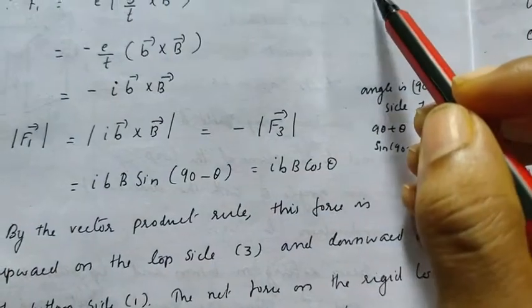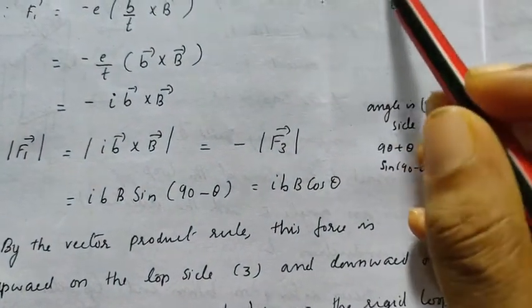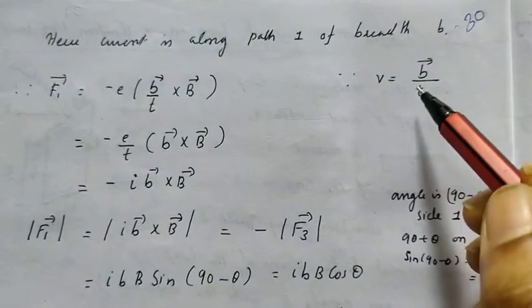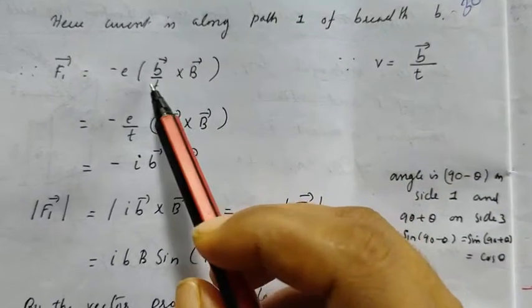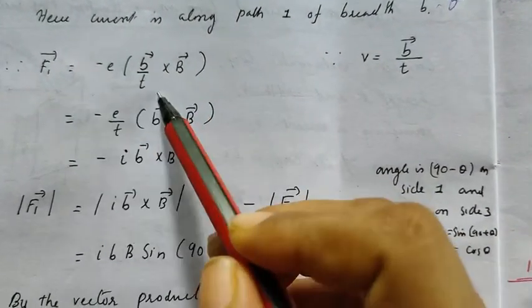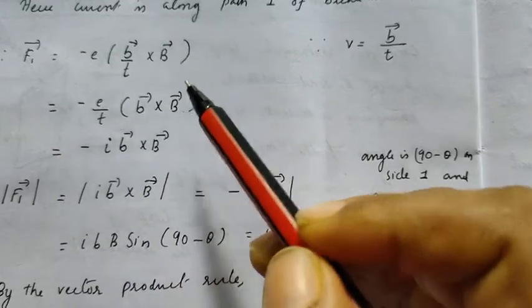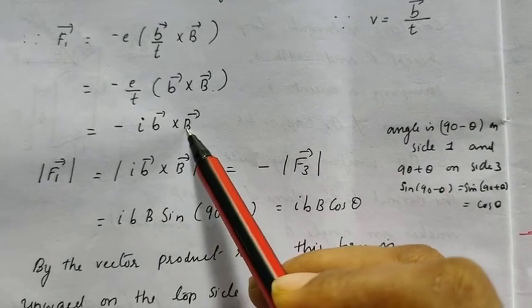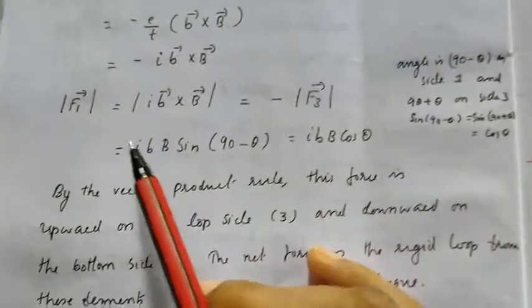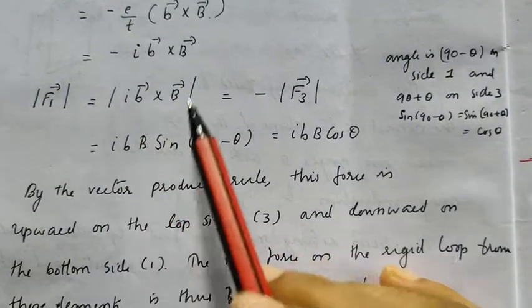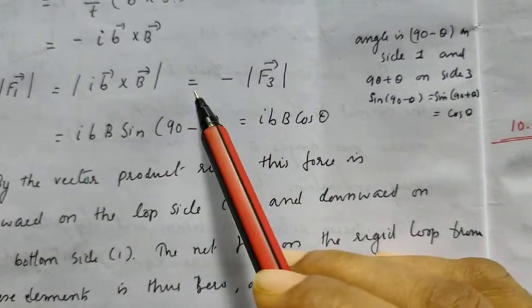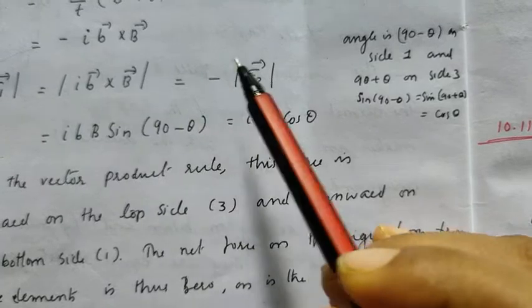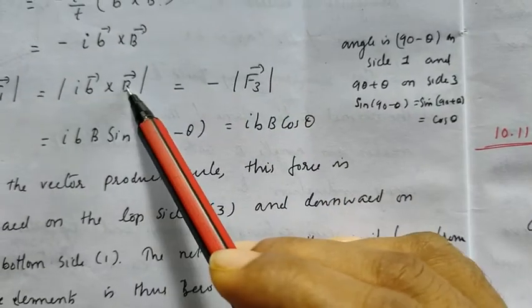minus e. Instead of v we can substitute B by t, because the distance traveled here is B along side 1. So this will become minus e by t into B cross B. e by t is I, so I into B cross B. Now the modulus value of the force F1 can be written as mod value of I into B cross B, which is I B B sine of the angle between B and B.